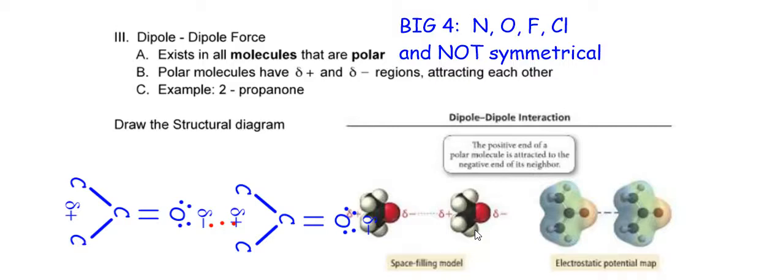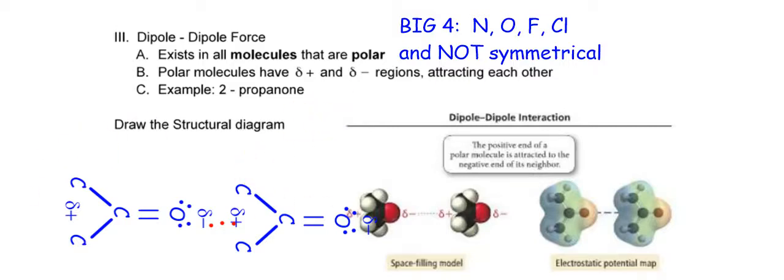And so that attraction means what? The intermolecular force is going to be even greater. You don't need to have an instantaneous dipole. You don't need to have just electrons being polarized. You already have it when you have one of the big fours, okay?